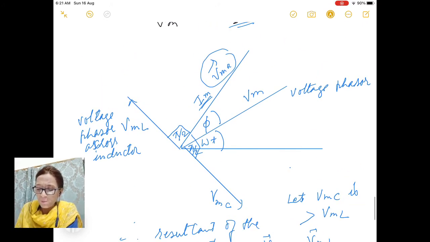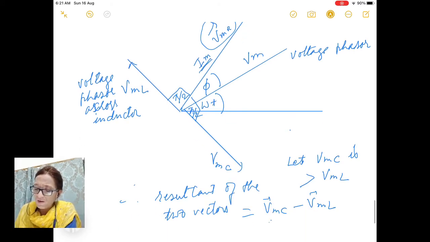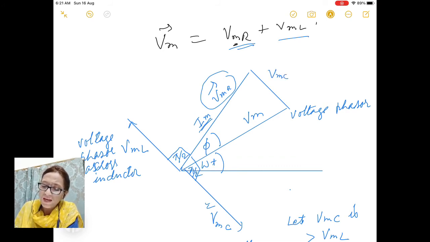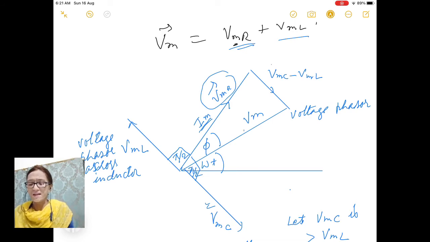So this vector is parallel to VMC only. If we draw this vector with length equal to the magnitude of this, anywhere but parallel to VMC, then that vector will represent... here we can draw a parallel vector, parallel to this VMC, and the length is given by the magnitude of VMC minus VML. So we have two vectors here and one resultant vector.